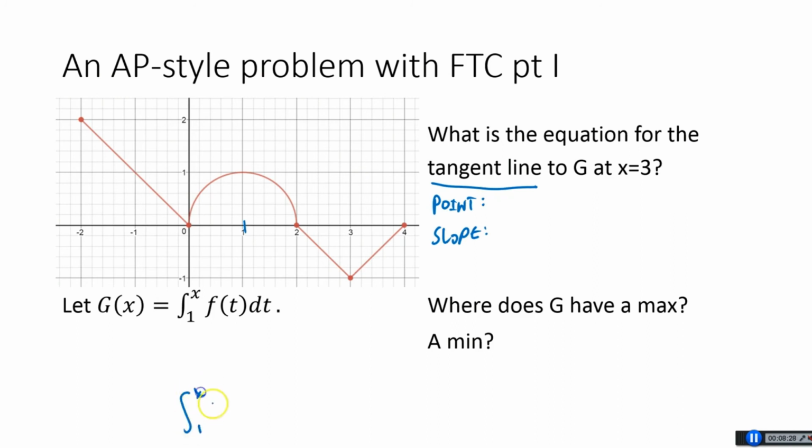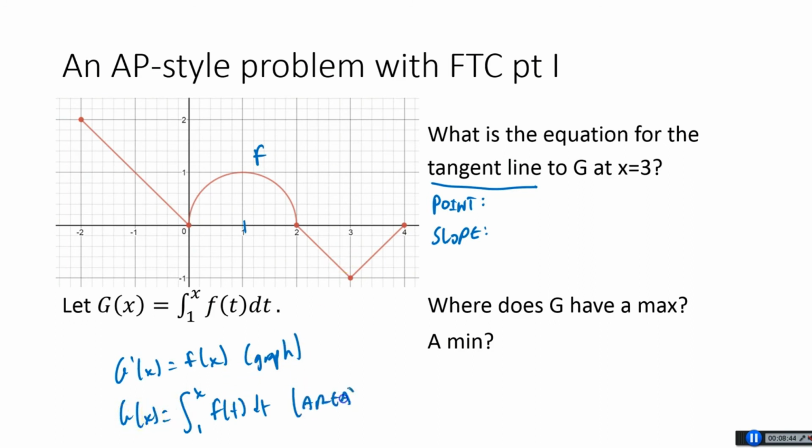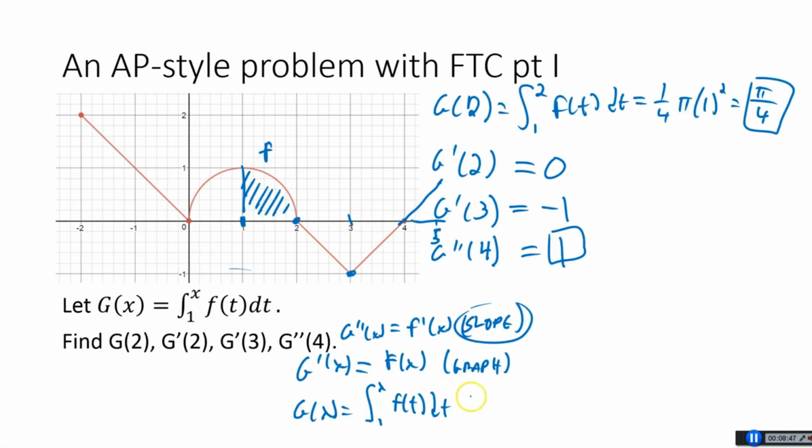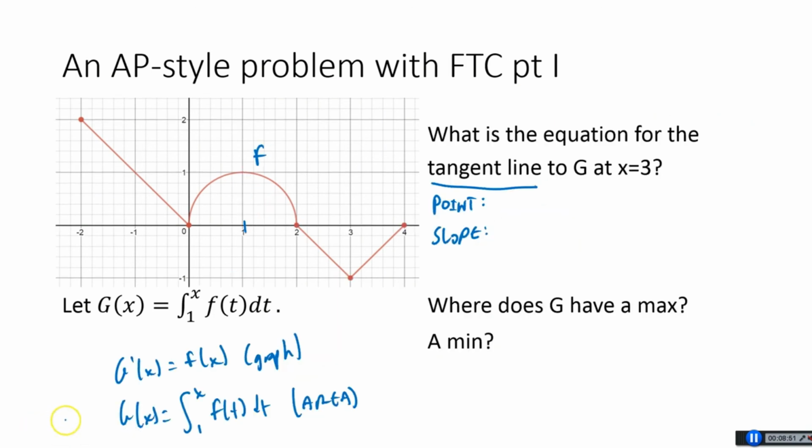Integral from 1 to x of f of t dt. That's our g of x. G prime of x is equal to this graph that I'm looking at, f of x. So it's the graph itself. The accumulation function, I guess it would be worth writing here, is the area. I should have put that on my last one too. So this is the area. The derivative is the graph itself. And then g double prime is going to be f prime of x, which is the slope.